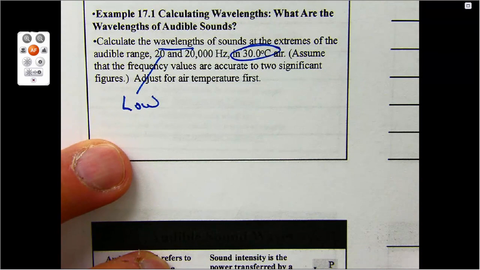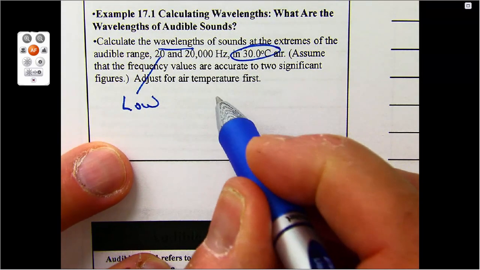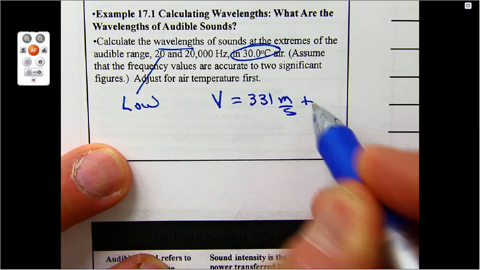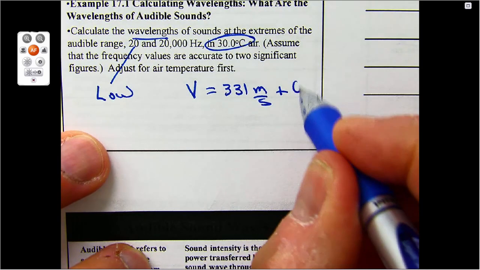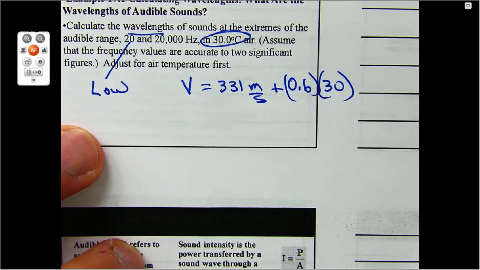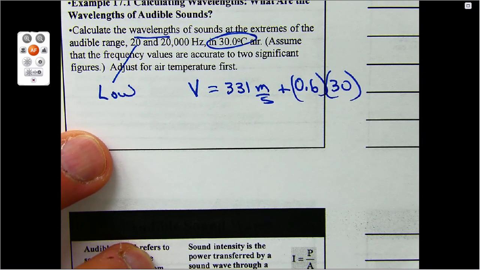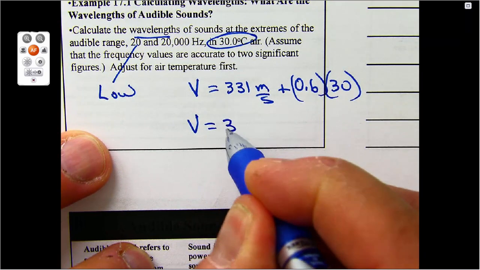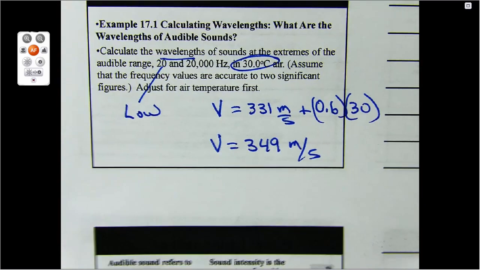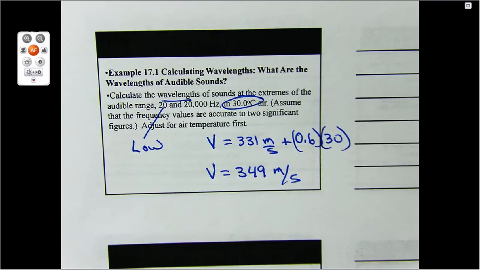So first of all, at 30 degrees, what should be our velocity of sound is going to be 331 meters per second plus, I'm just going to put 0.6 times 30. That's going to give us another 18, isn't it? 18. So 331 and 18 puts us at 349. So the speed of sound at 30 degrees should be about 349.